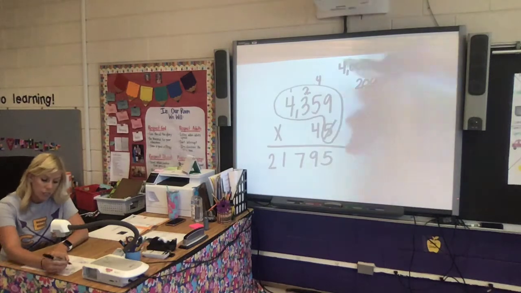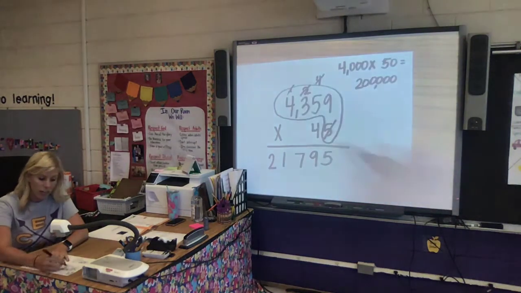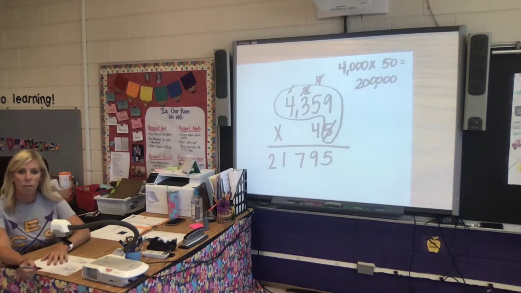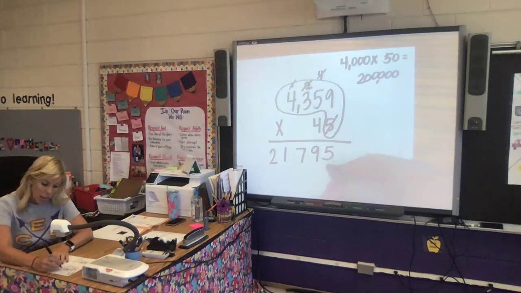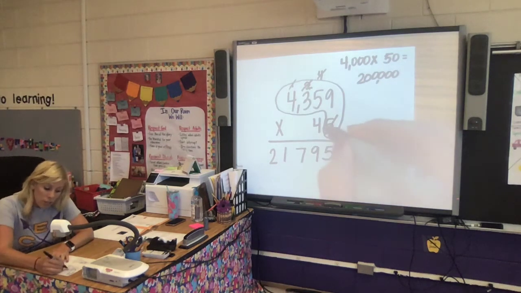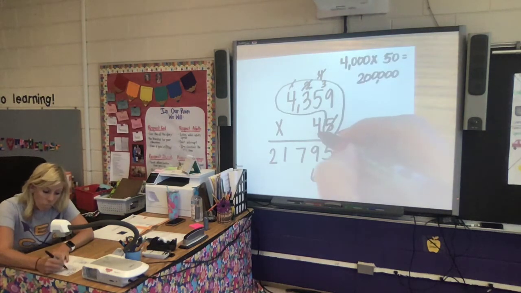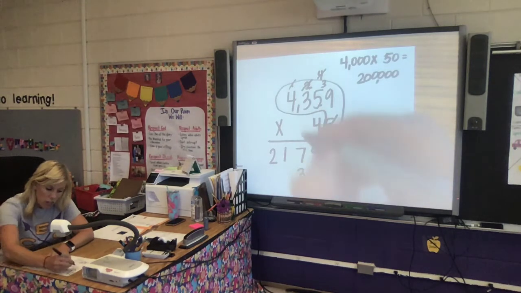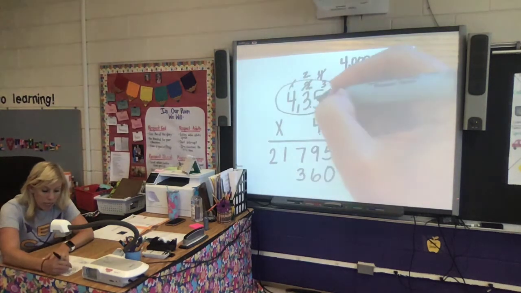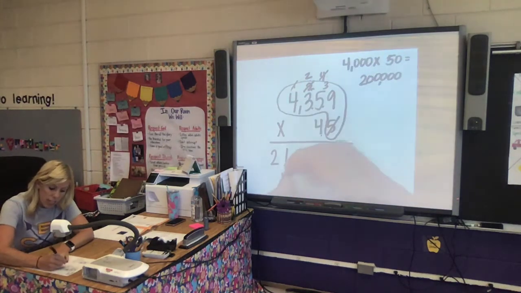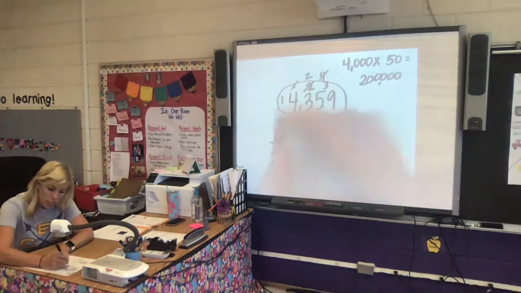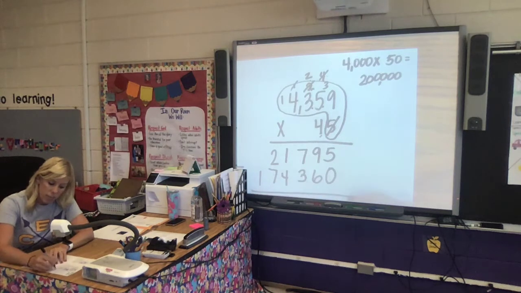So I'm going to get rid of my numbers I carried, and I'm going to mark out my 5 because I'm not in my ones place anymore. We'll go ahead and put my 0 because I'm saying 40 times 9 is 360, 36. 4 times 5 is 20, plus 3 is 23. 4 times 3 is 12, 13, 14. And 4 times 4 is 16, plus 1 is 17.